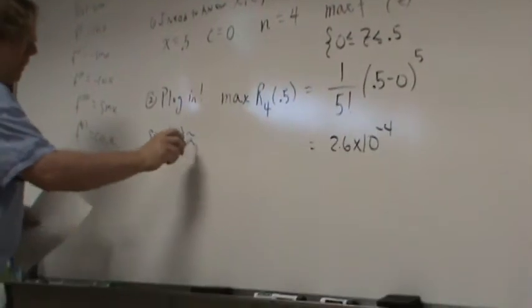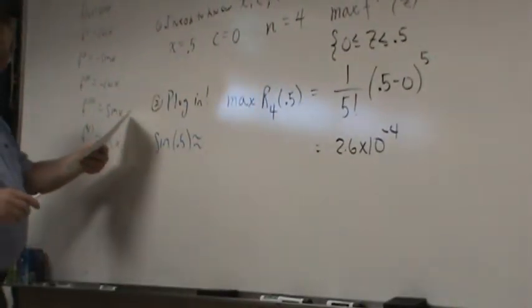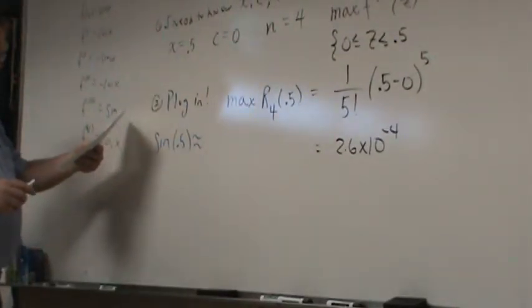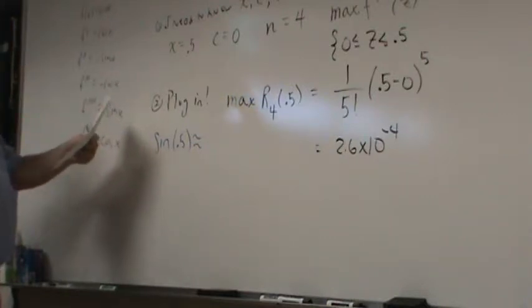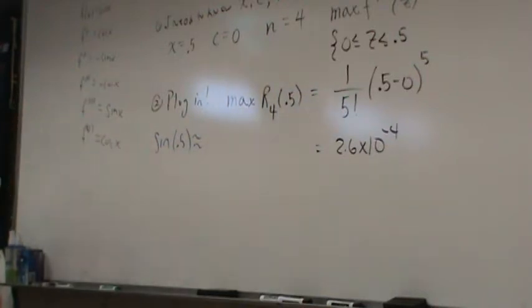The sine of 0.5 is approximately, and I know I must have it written here somewhere. Oh, please, Larry, you had to have written it down. Oh, wait, what? I don't have it written down here anywhere. How can that be? Well, whatever. 4.79. Thank you. Let me make sure I'm in radians mode.